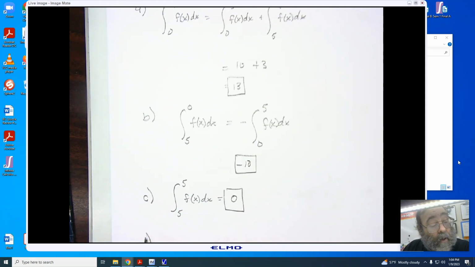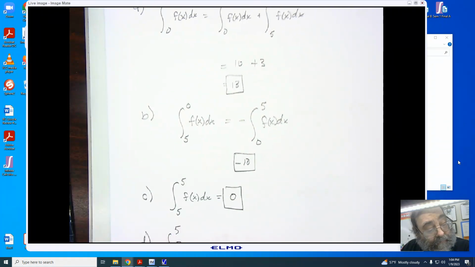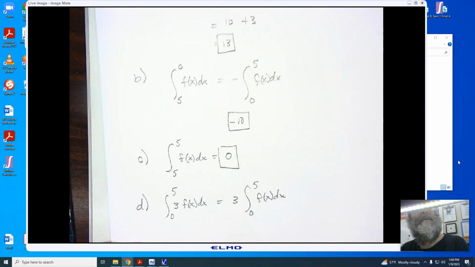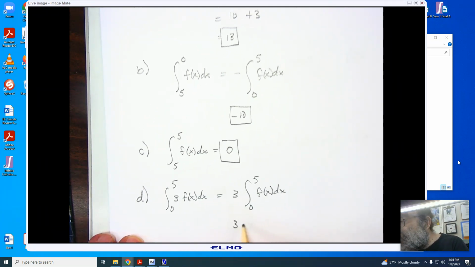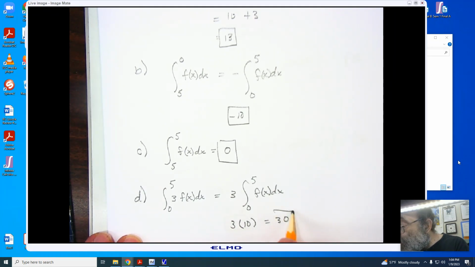D. D is now asking me to do 0 to 5 of 3 f of x dx, and the constant is going to move out in front, 0 to 5 f of x dx. I now do a direct substitution, and I have 3 times 10, and my answer is 30.